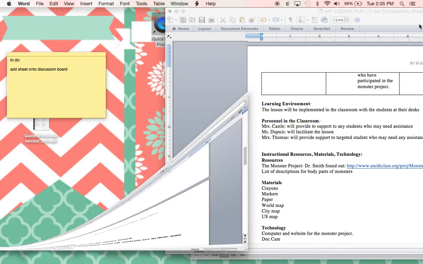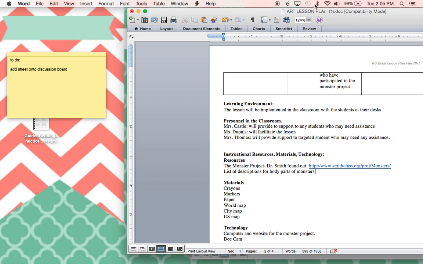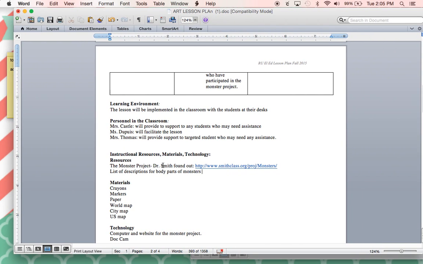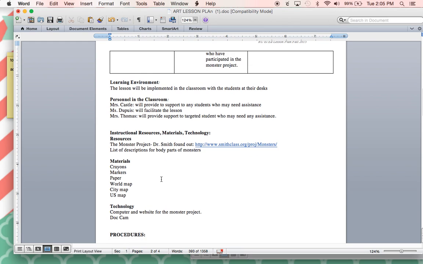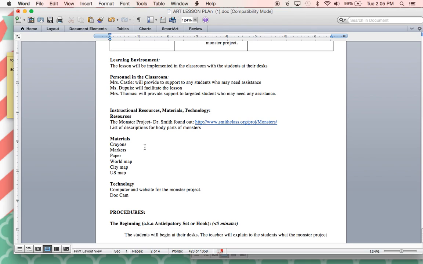Another example I have is from a lesson plan that I completed during my student teaching work, and I had the students creating a project called the Monster Project. So I used the resources of the actual website, the Monster Project, and I inserted the link here, and then I had a list of descriptions for the body parts of the monsters, which I attached in my lesson plan. The materials I had my students use were crayons, markers, paper, a world map, a city map, and a US map. And the technology that we used during this lesson was a computer and the website, and then the DocCam to show the students all of the different work.